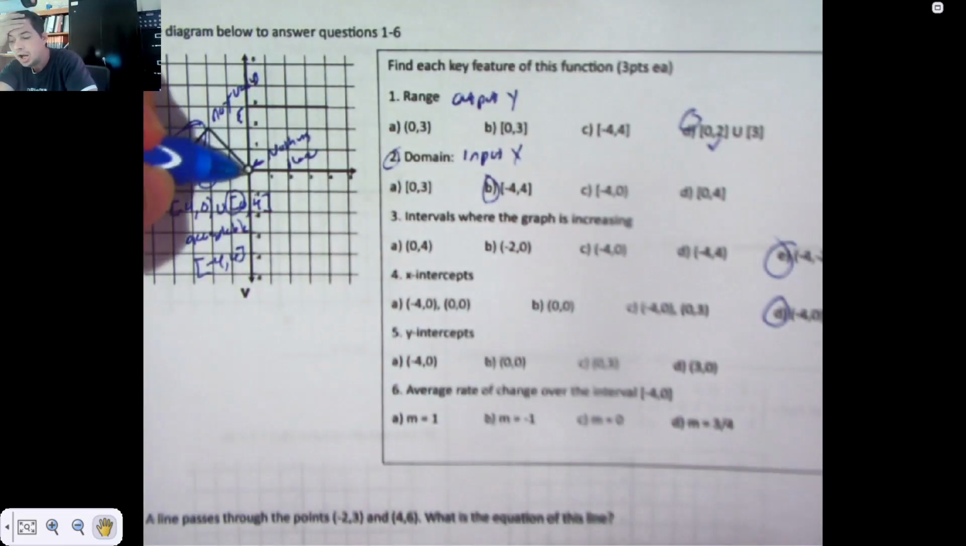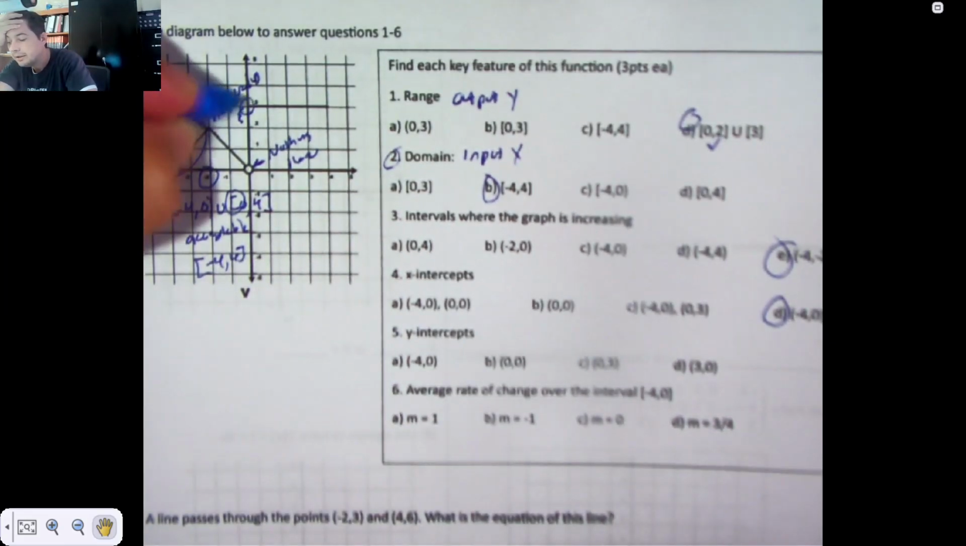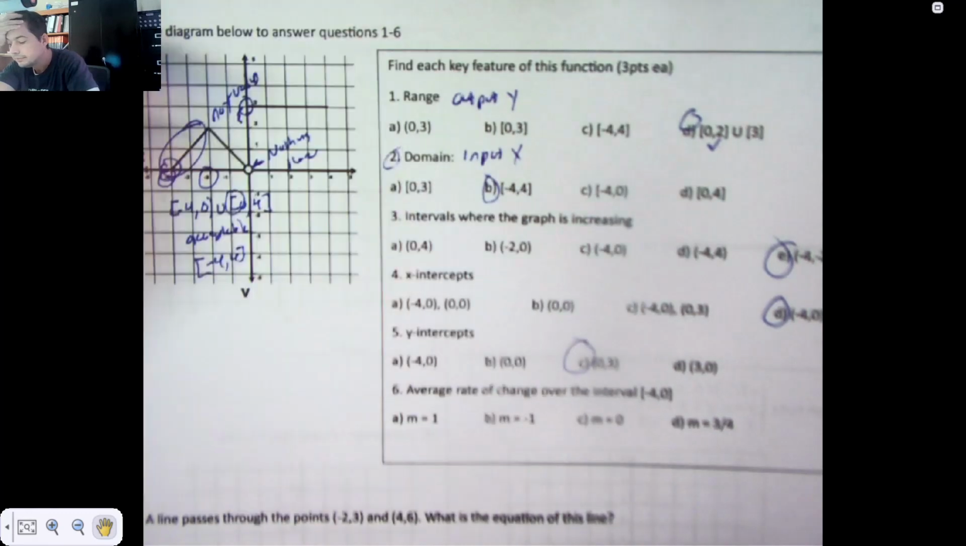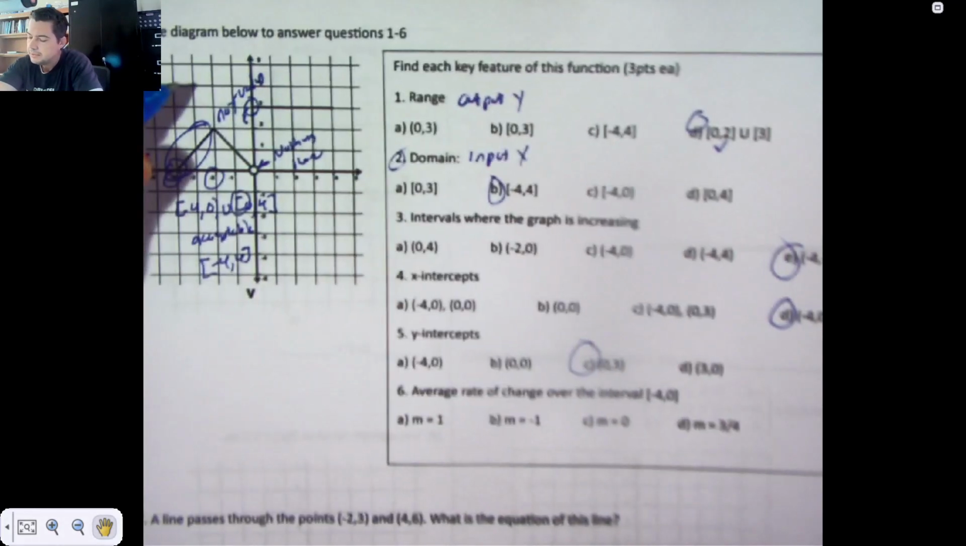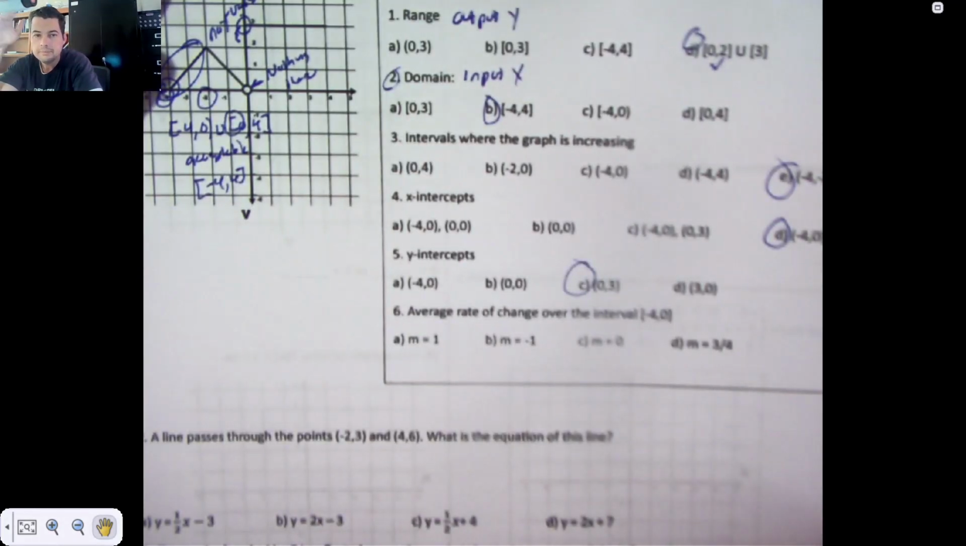Y-intercepts. Again, there's nothing there. It's got to be there, which is at 0, 3. I'm sure a whole bunch of you guys picked D, and I'm sure a bunch of you picked B.